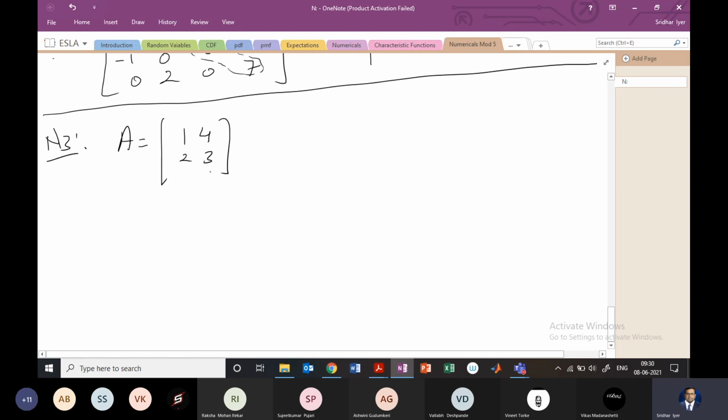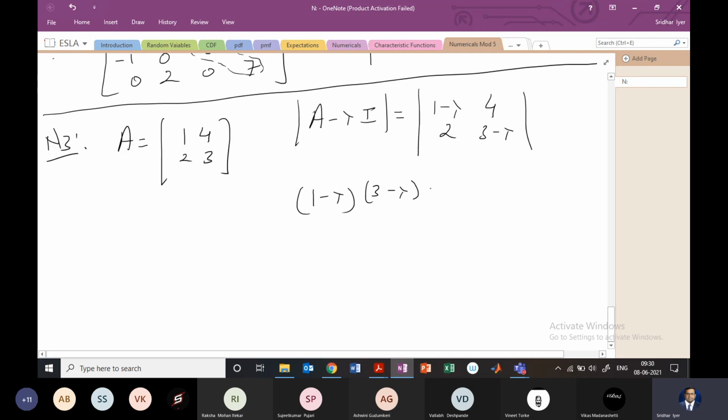So for this we need to find the eigenvalue and the eigenvector. Okay. So let's solve this. We already know the steps. So A minus lambda I, that determinant we need to find. So you'll have 1 minus lambda, 4, 2, 3 minus lambda, right? So you have 1 minus lambda into 3 minus lambda minus 8, and that needs to be equated to 0. So you get 3 minus 4 lambda plus lambda square minus 8 as 0, or lambda square minus 4 lambda minus 5 as 0.